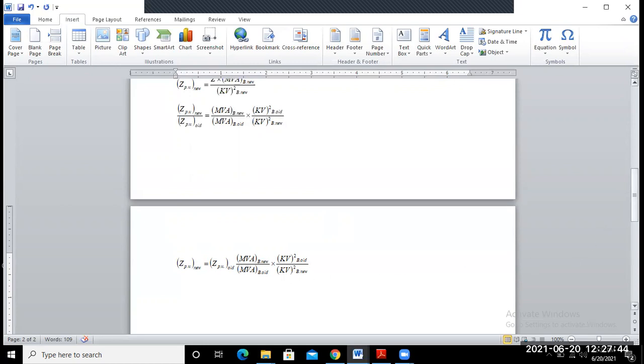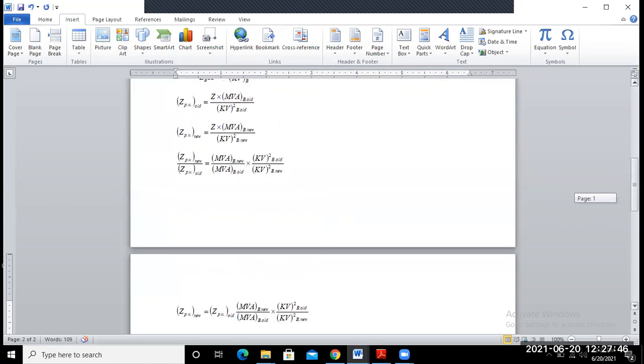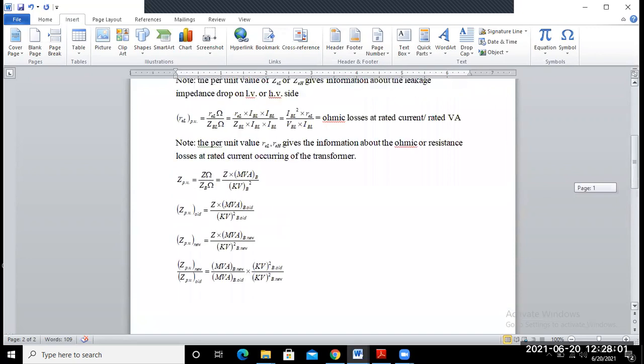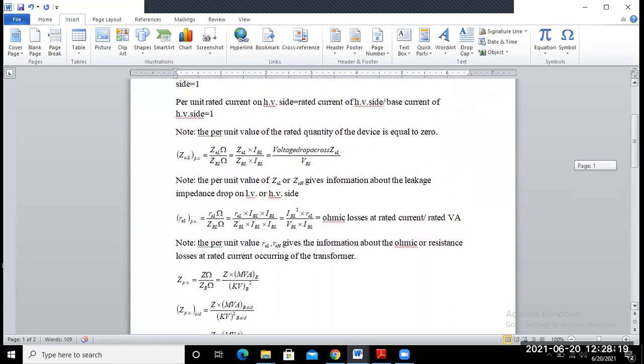So we can solve the problem based on the per unit calculation. Let's try to solve. If you use this formula, that means Z per unit new, and how we can find the per unit resistance either in LV side or HV side of the transformer. So a few problems we will discuss in the next class based on this per unit calculation. So just try to practice some problems.